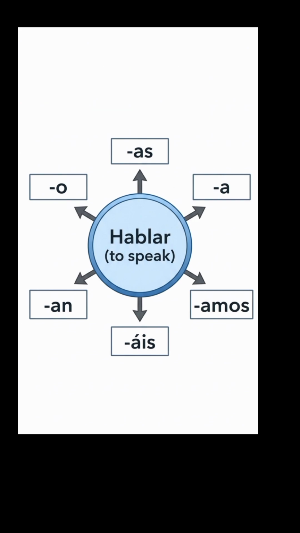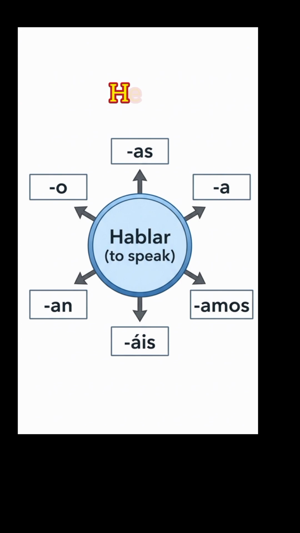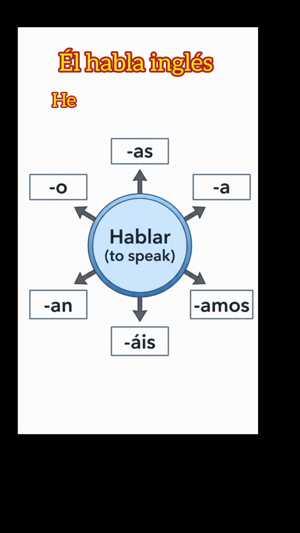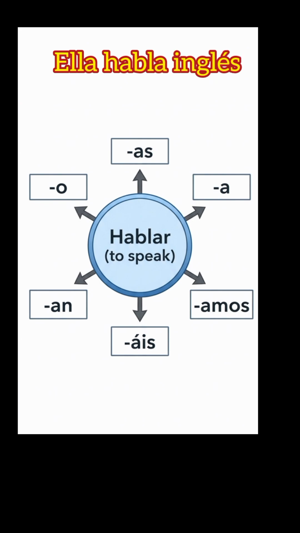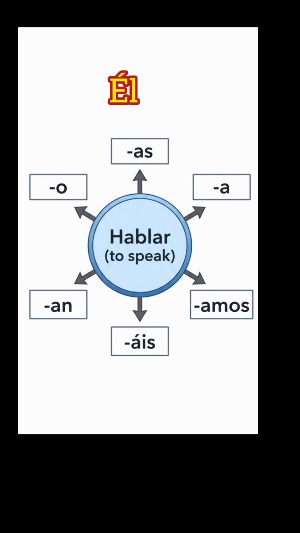So the next suffix is a, which will give us habla. We use it when we want to say he or she. Example: él habla inglés, he speaks English. Ella habla inglés, she speaks English. And don't forget, we use él for masculine and ella for feminine.